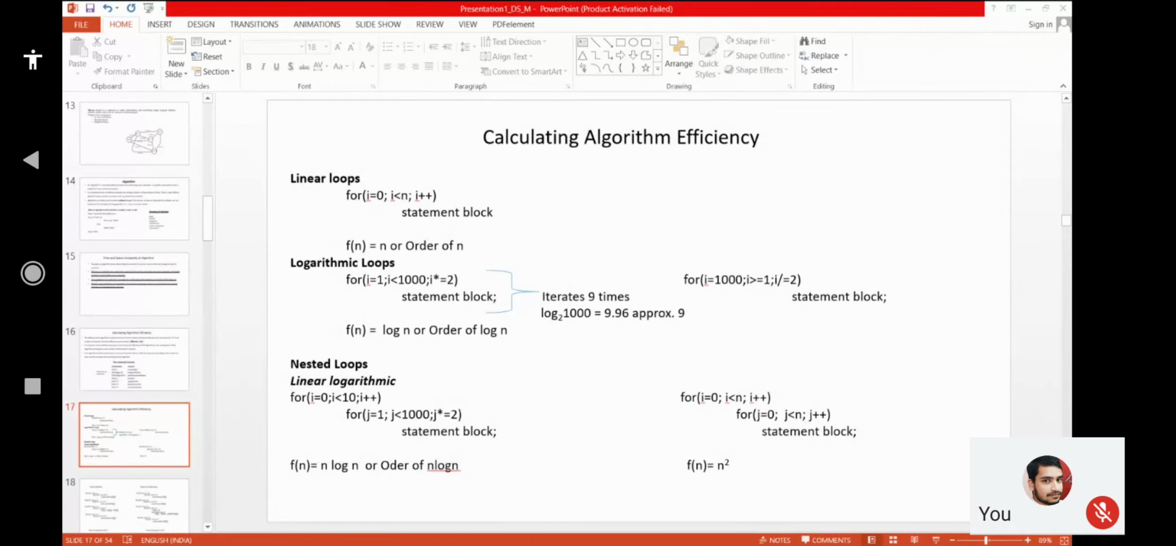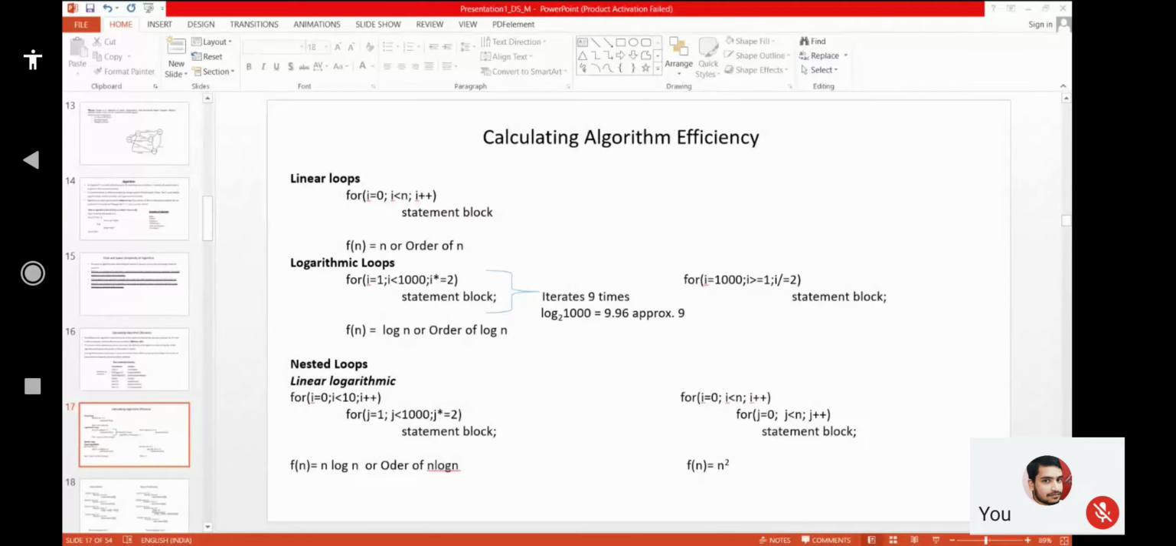1, 2, 3, 4, 5, 6, 7, 8, 9, 10. 10 times. So that's why we can say this is a logarithmic loop. Here log 1000 base 2 is basically what? 9.96 approx we can say. Approx we can say this is 10.